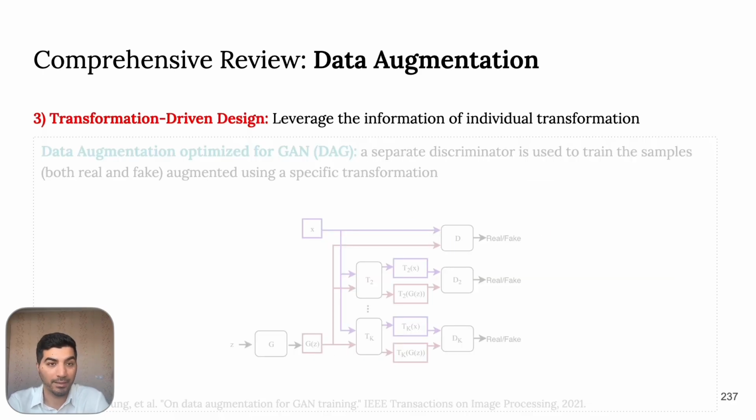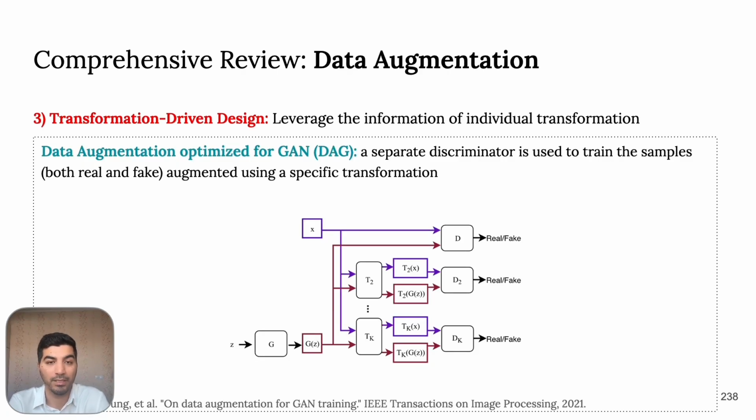And the final subcategory is transformation-driven design, which leverages the information of individual transformations. As an example, we have this data augmentation optimized for GAN, DAG, from our own group in TIP 2021. In this work, we use a separate discriminator for each transformation. So for real and fake images without any transformation, we use a discriminator denoted as D. For transformation T2, we use discriminator D2, and similarly for other transformations.